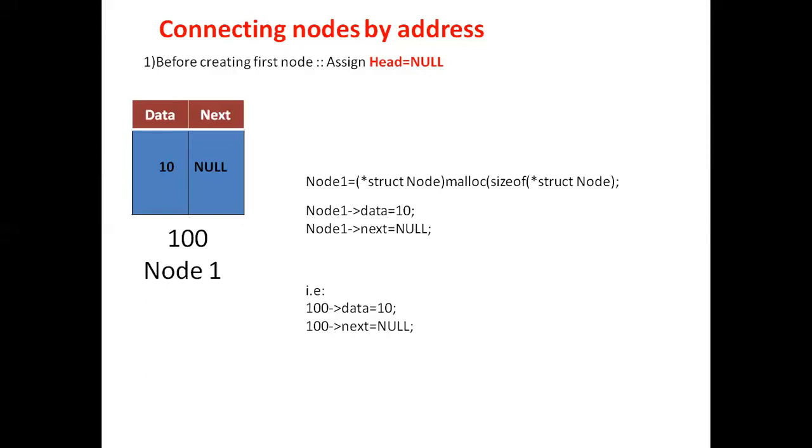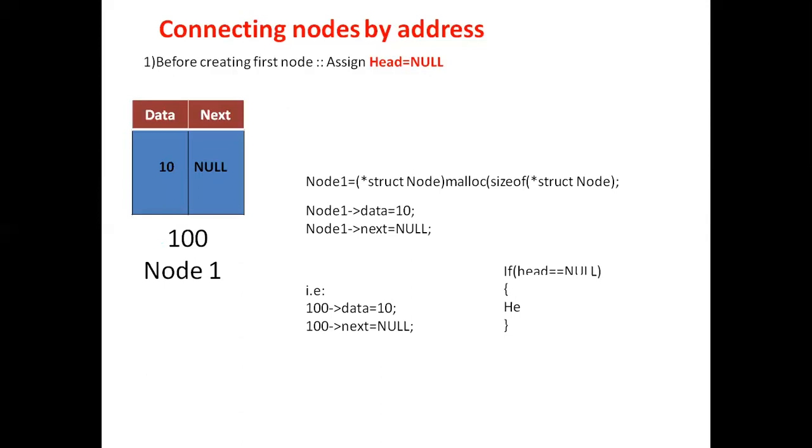So 100 arrow data is equal to 10. 100 arrow next is equal to null. If you want to learn easily, you can use the address. Instead of node 1, we can use the address. You can remember that one. So you can easily learn single linked list.